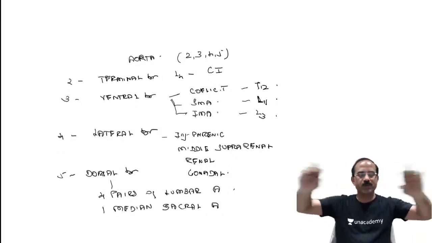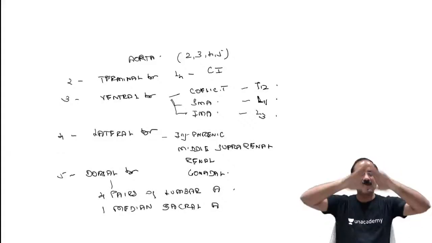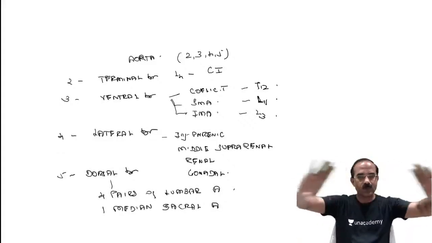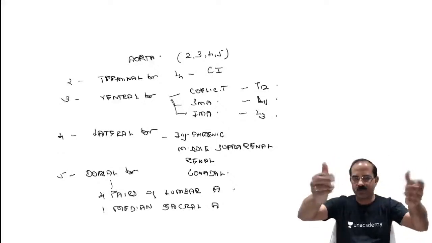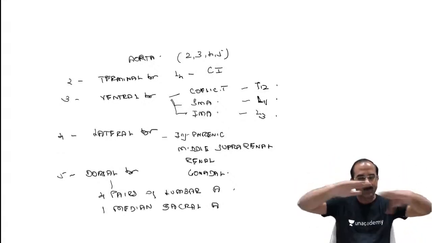2, 3, 4, 5. What are the two? Two terminal branches. Where does the aorta divide? At what vertebral level does the aorta divide? Another very important point for your MCQ, students: it divides at L4. It divides at L4 into 2 common iliacs.